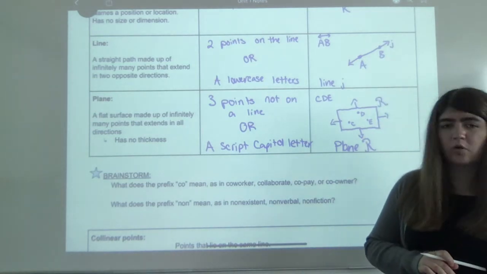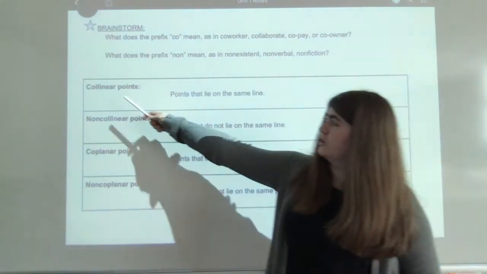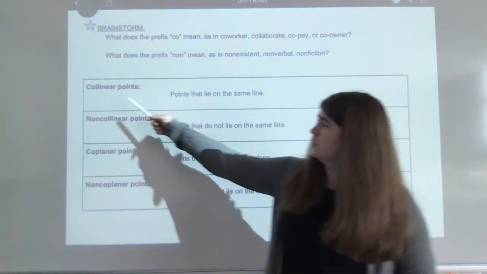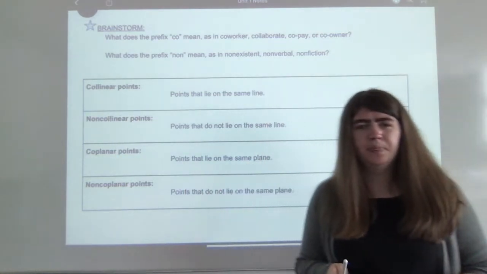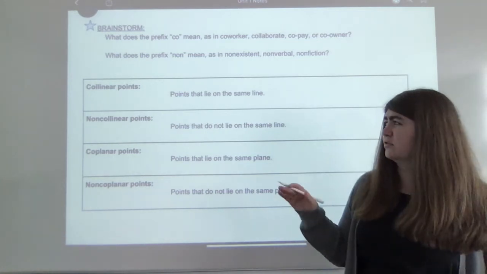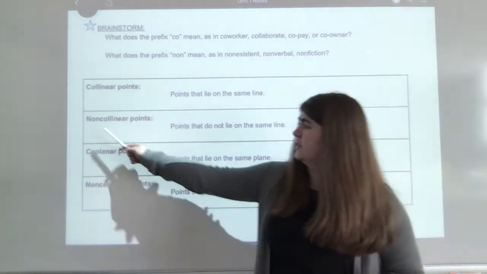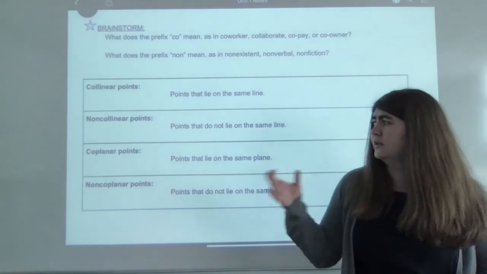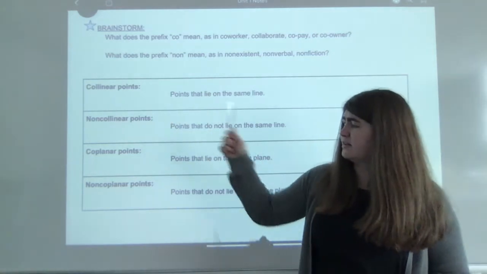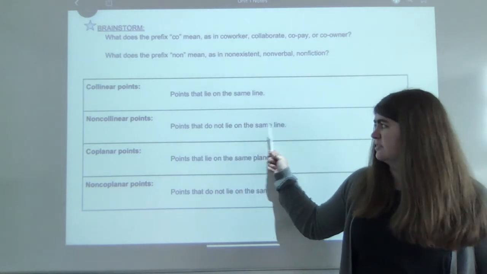So we have 4 vocabulary words that start with co or non, and to start with, we have collinear points. Co means together. The word line is in the name. So collinear means that it is points that are on the same line. Collinear points are points that lie on the same line. Next we have non-collinear points. Non means not. Collinear means on the same line. So we have not on the same line. Non-collinear points are points that do not lie on the same line.